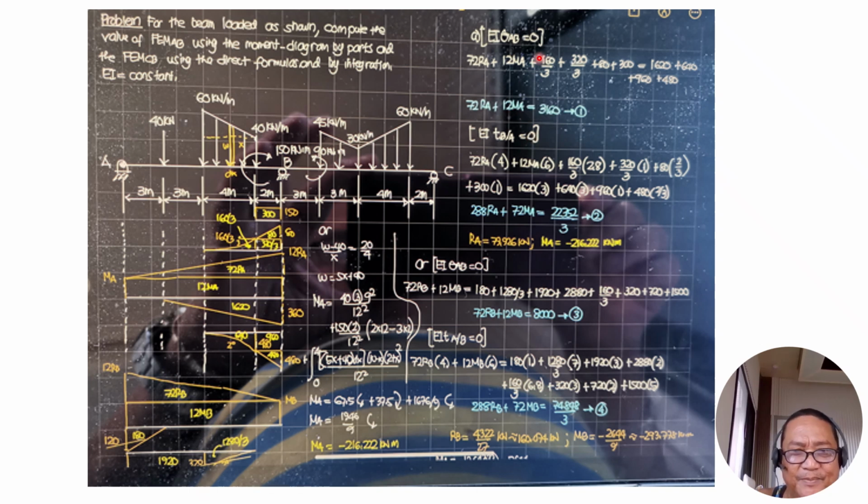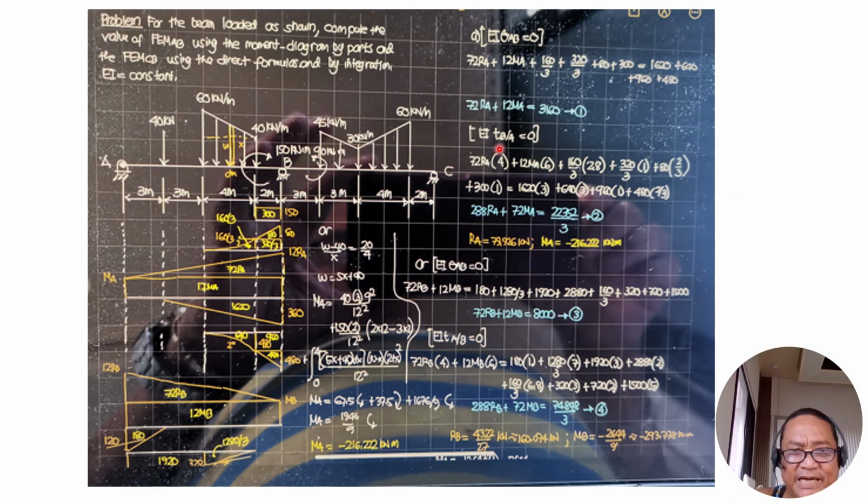This is only copied. That's not the original. Copied the picture. So 3,160. Call this equation 1.